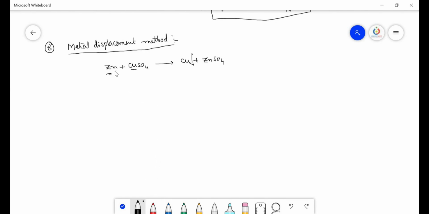That is, mass of metal displaced or added. This metal we are adding: zinc is added to the copper sulfate. So mass of the metal added divided by mass of metal displaced.